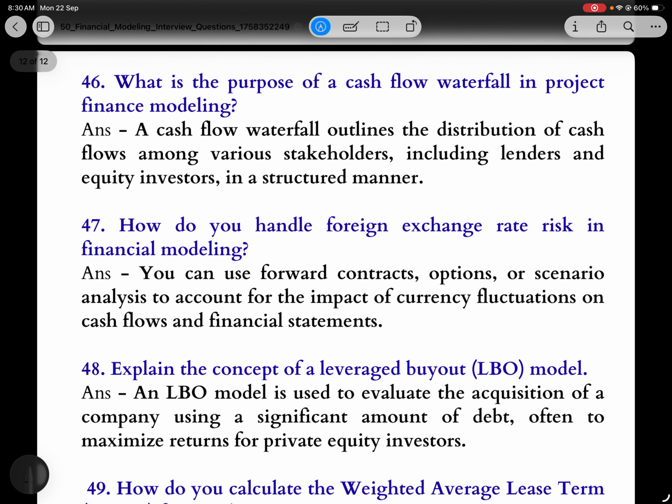Okay, so what is the purpose of cash flow waterfall in project finance modeling? Okay, so what happens in terms of cash flow waterfall, right? So we normally tend to represent the distribution of cash flows among various stakeholders, such as lenders or equity investors, in a structured manner, normally on the financing side of things. Okay.